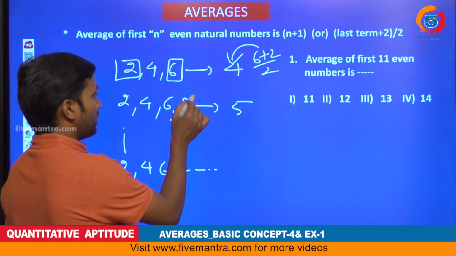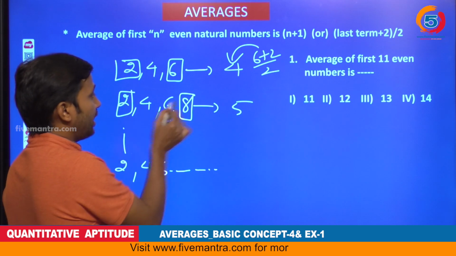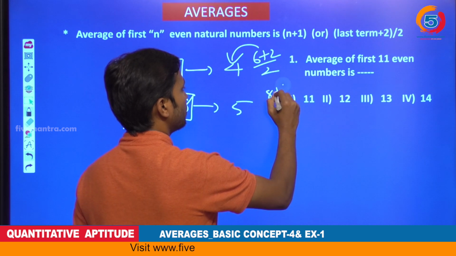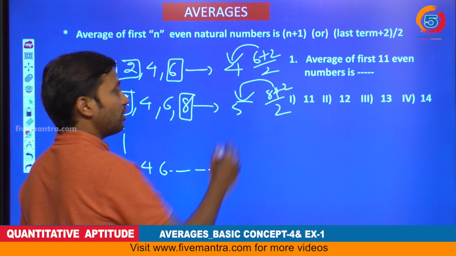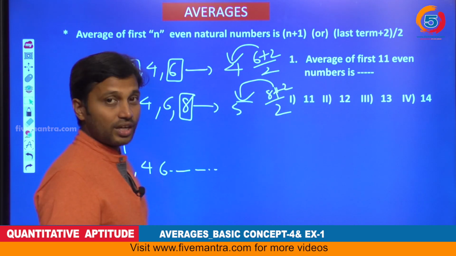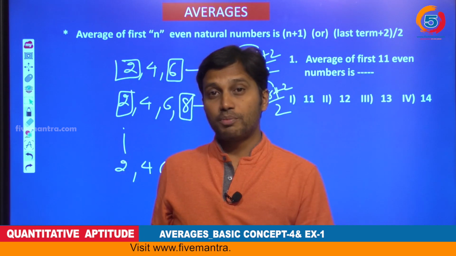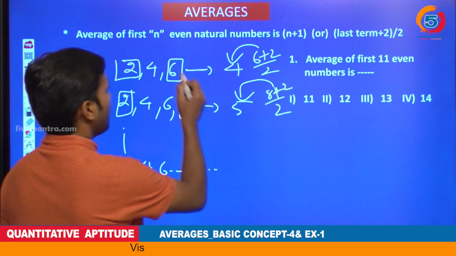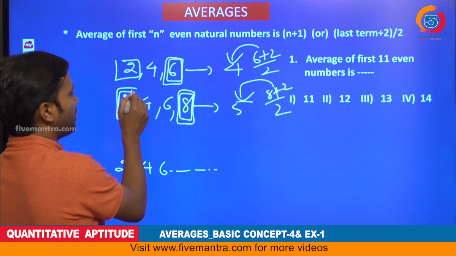Next, what is the last term? 8. What is the first term? 2. Then if you take the average of that, (8 plus 2) by 2, is this representing the average or not? From that, what can you confirm? The average of the first n even natural numbers can be represented in another way also. What? The last term is changing, but the first term is always 2, or not?